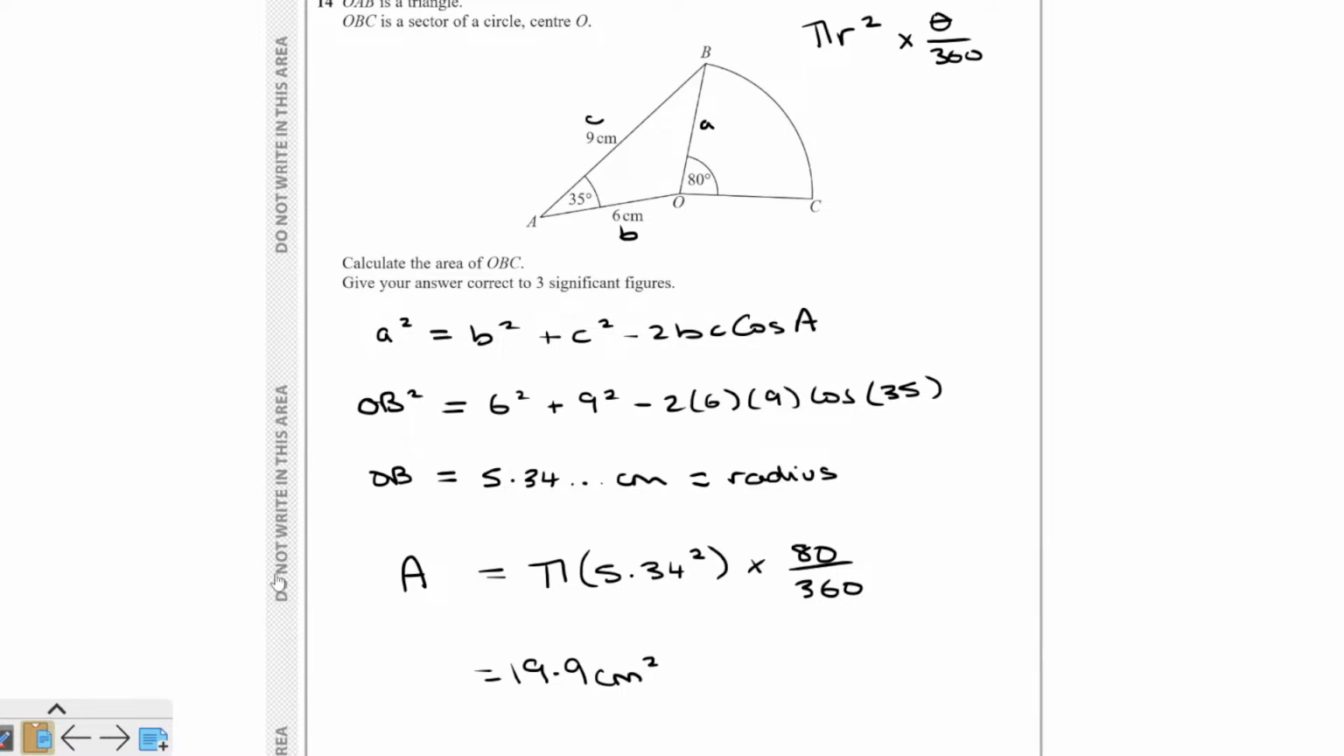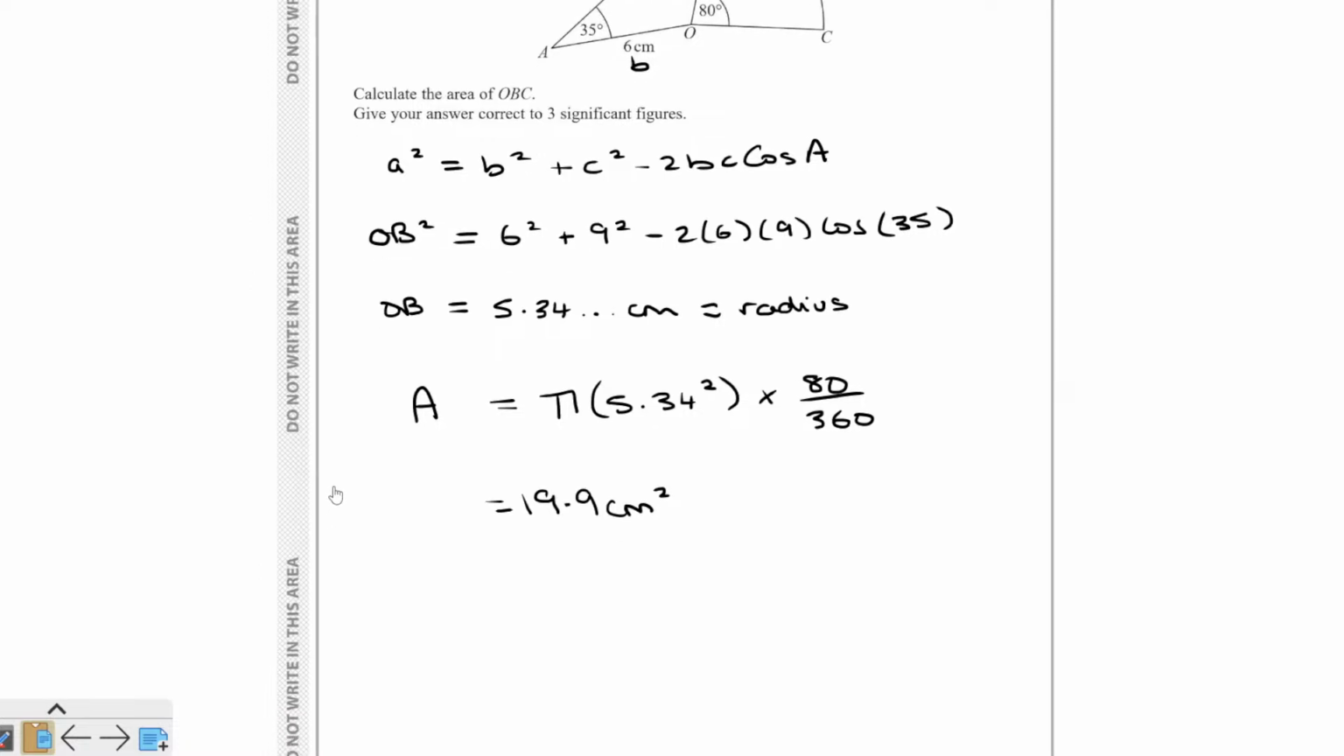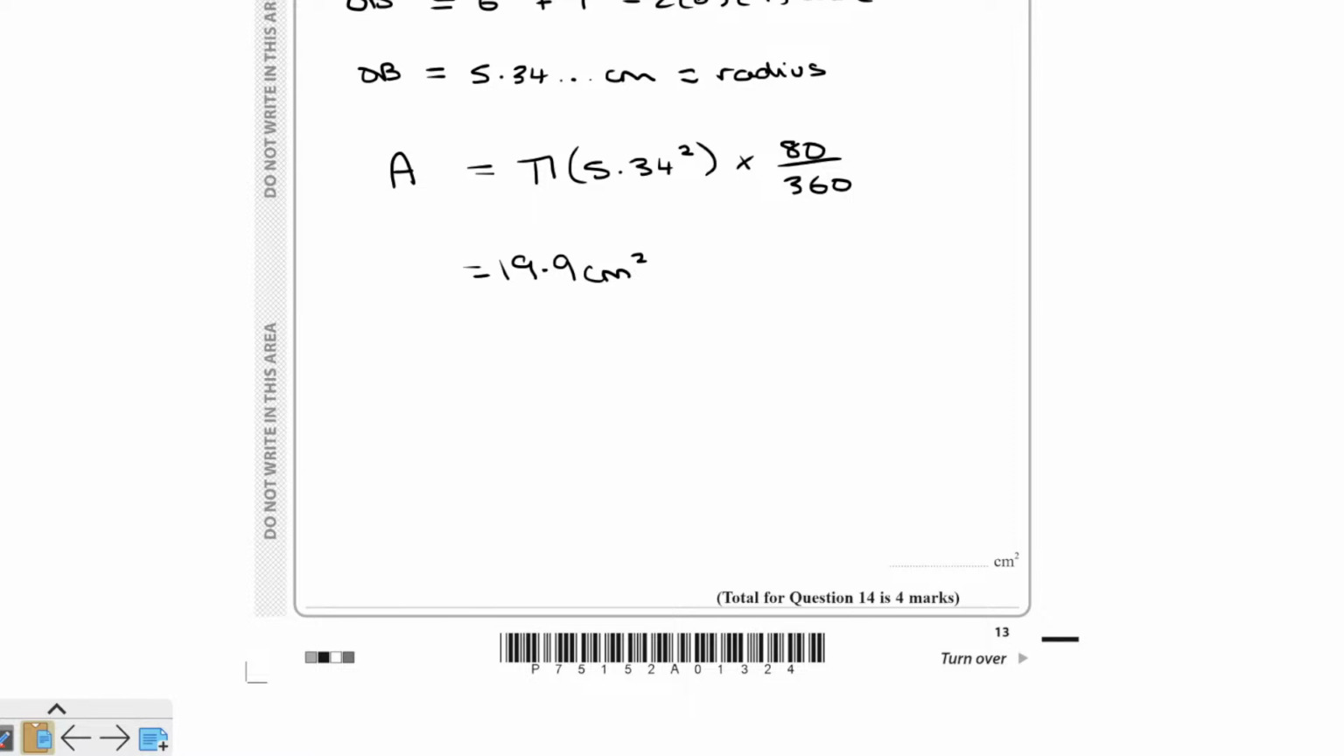Okay, so again, can you see how I'm not rounding any of my digits until right at the end if I can avoid it? That was 4 marks, that one. 19.9.